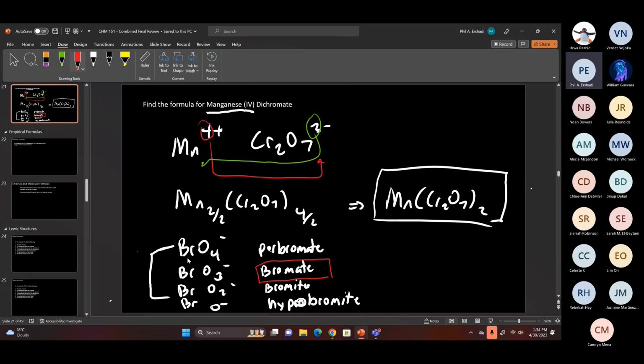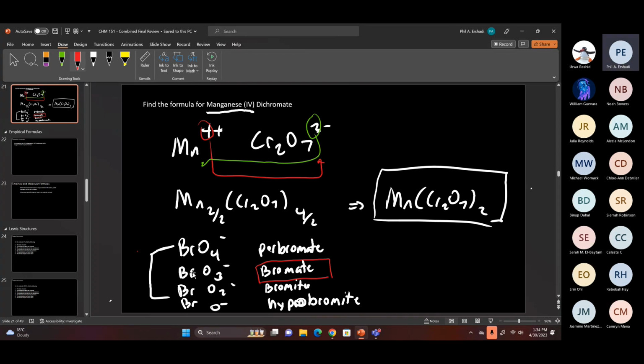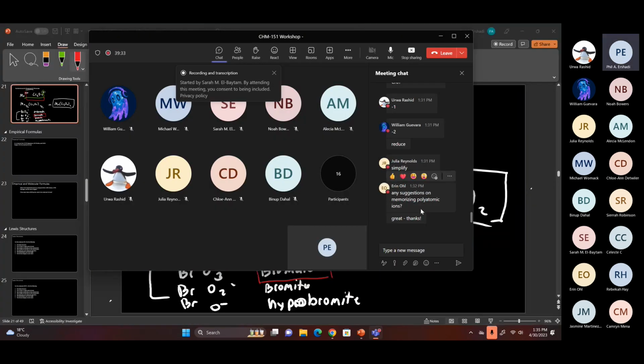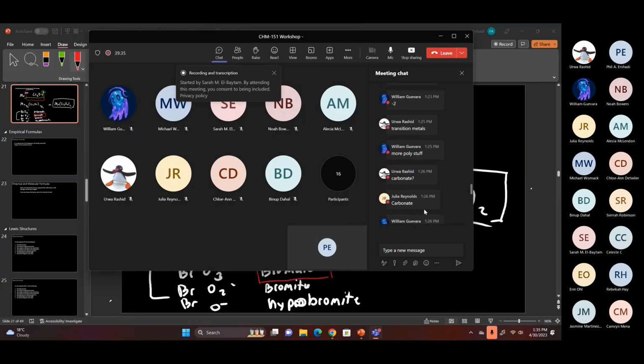Also, you may note that elements that are in the same group tend to make the same ions most of the time. So chlorate and iodate tend to look a lot like bromate just because they're all in group 7. So those are all things you want to keep in mind.